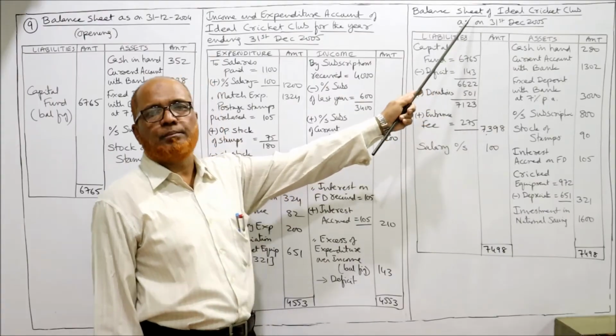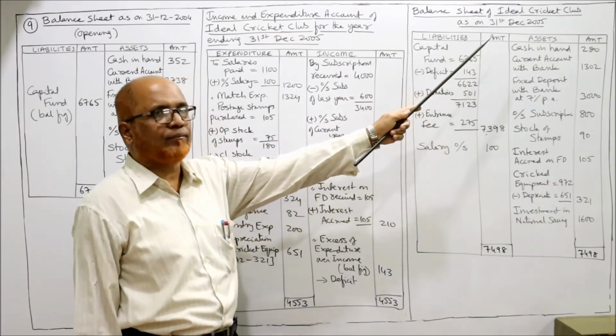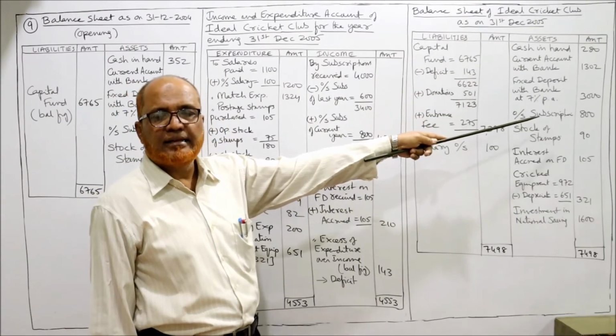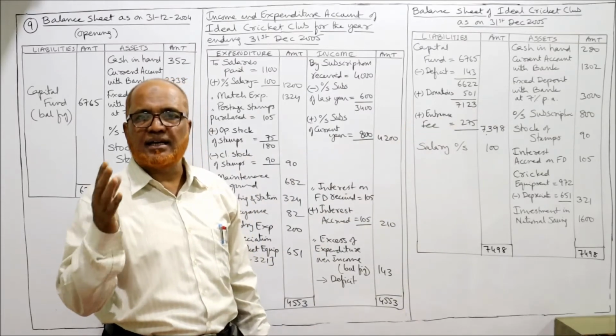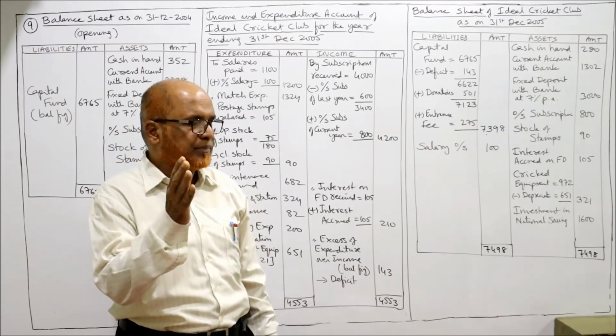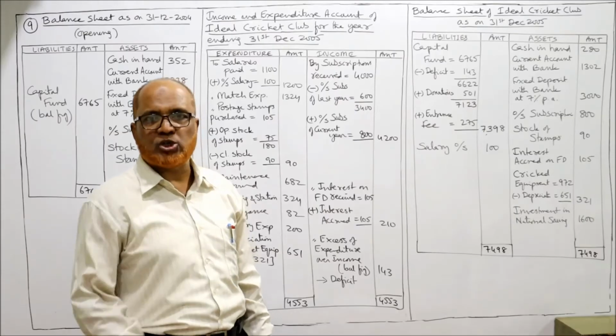Balance sheet of Ideal Cricket Club as on 31st December 2005. First we'll see the asset side. Asset side में 3 cash balance है. Cash in hand, cash in bank, current account with bank and fixed deposit with bank.